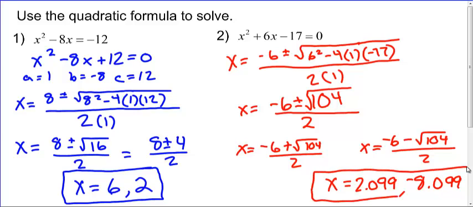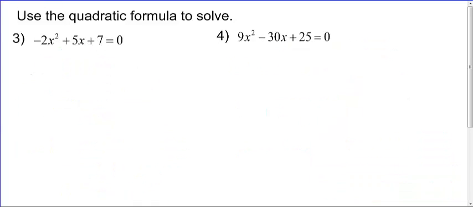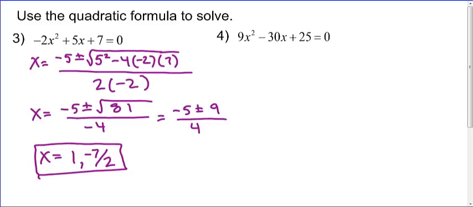Interestingly, we could actually find those values if we graphed this, like on Desmos or on a graphing calculator. Those would be the x-intercepts. But we're solving by the quadratic formula, and that's our process. All right, why don't you guys pause the video and do number 3 on your own.